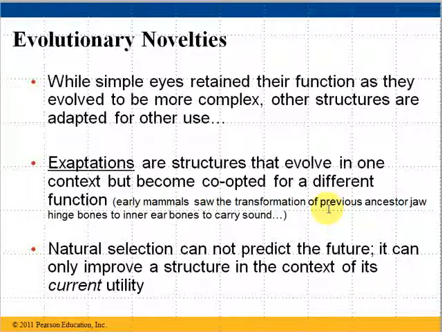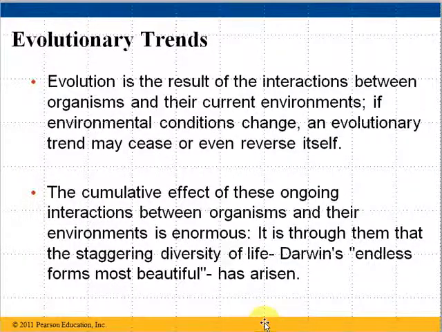Natural selection cannot predict the future. It cannot provide what might be best for an animal. It doesn't have that ability. All it can do is improve a structure in the context of its current utility. It can only work with what it's got, and usually that's a very incremental process. So last thought, keep in mind that there is no end goal in mind.